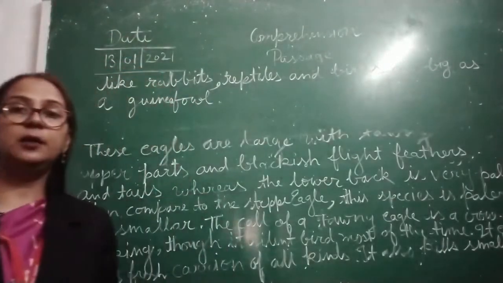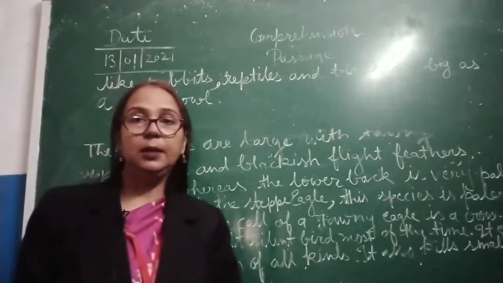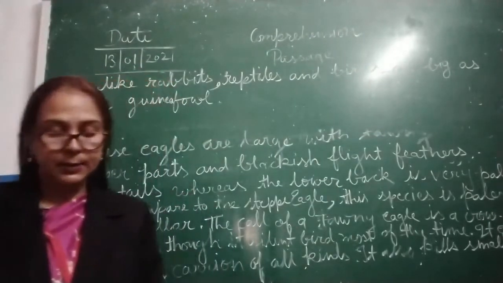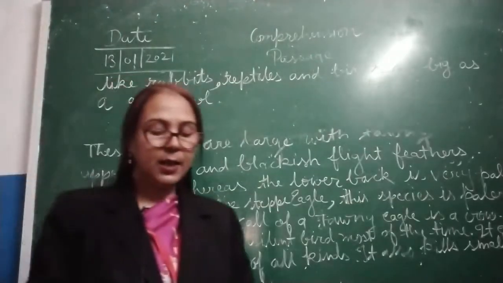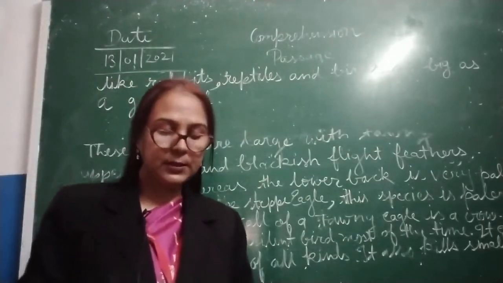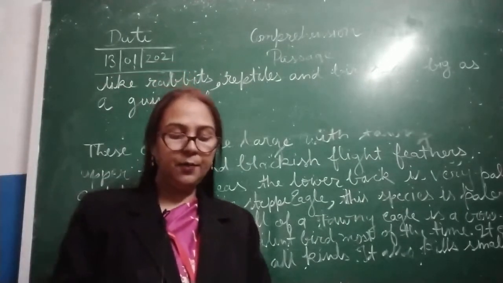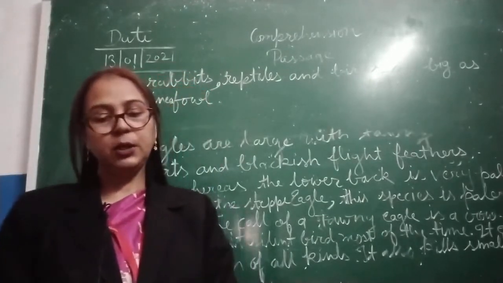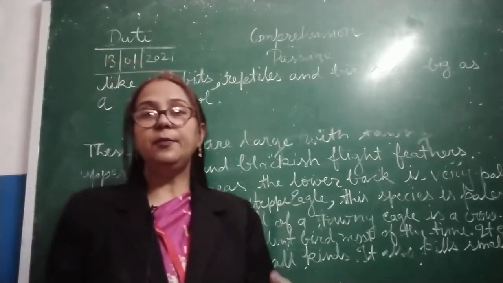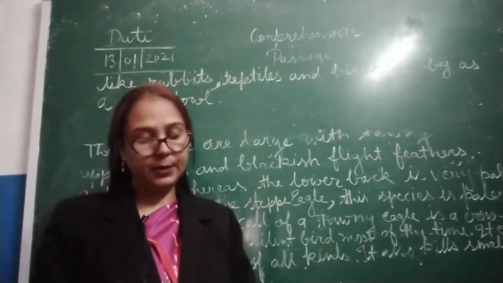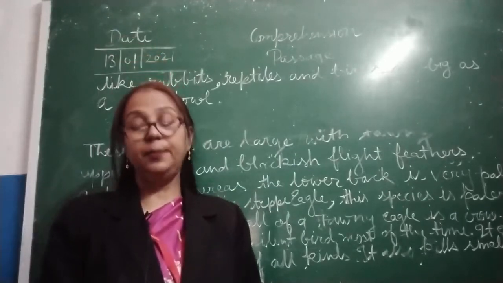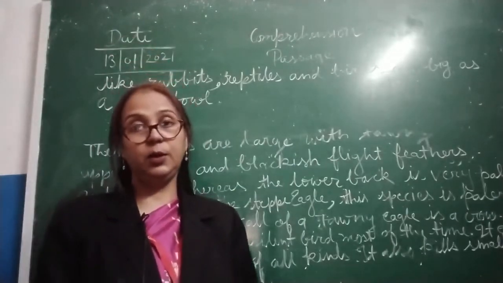So these are the facts about this eagle. Now children, we are going to solve answers. Find the antonyms of given words from the above passage, and after that answer the following questions. We will also solve matching the following groups of words and writing complete sentences.